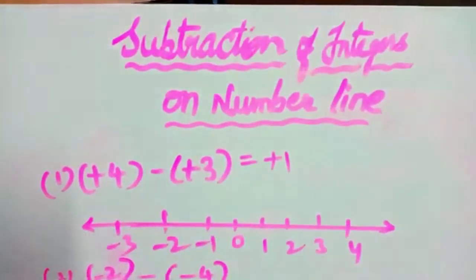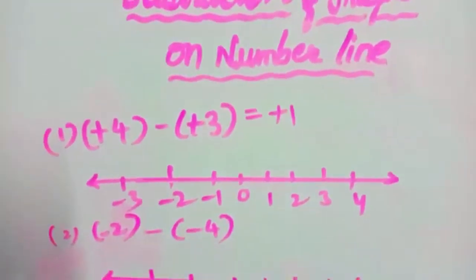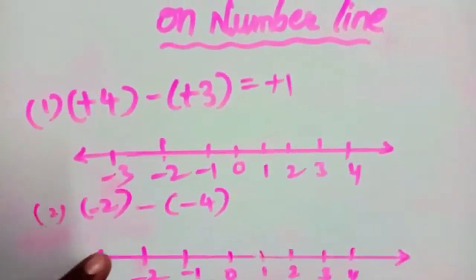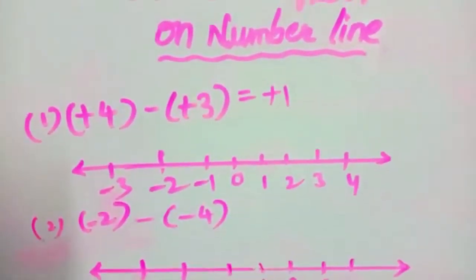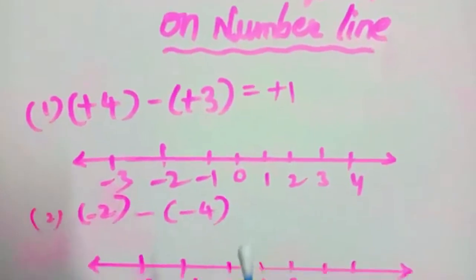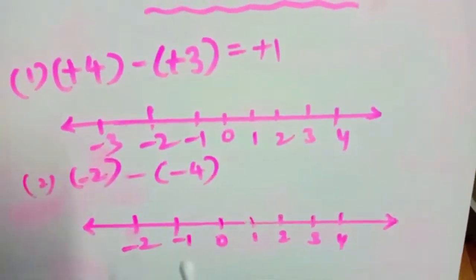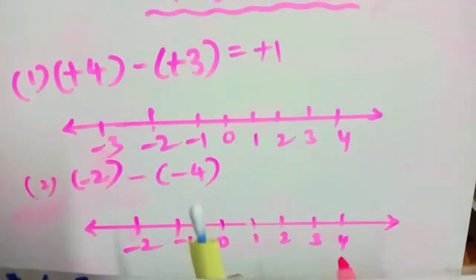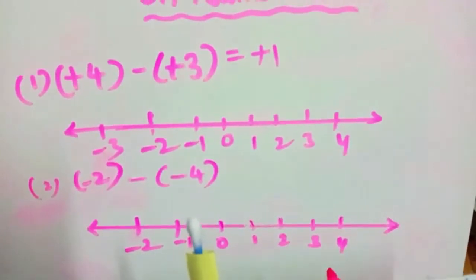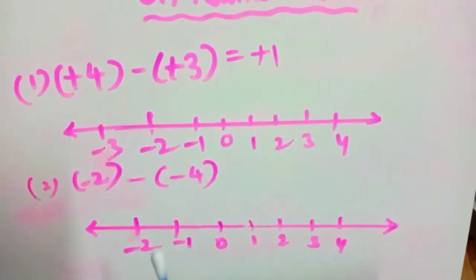In the next example, I'm subtracting a negative integer. First of all, we need to locate the positive 2 on the number line, that is minus 2. So from here we are subtracting the negative integer. You should move to the right side on the number line. So we need to move 4 steps to the right side. 1, 2, 3 and 4. The answer is positive 2.